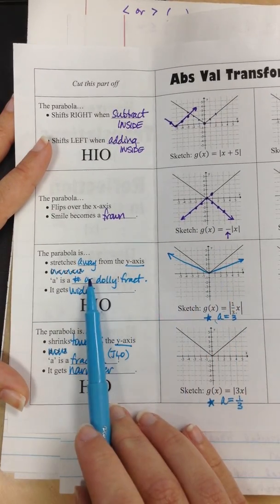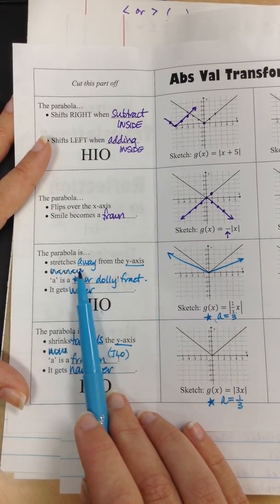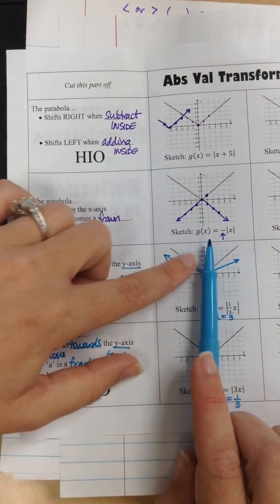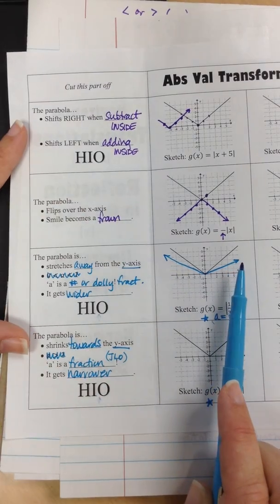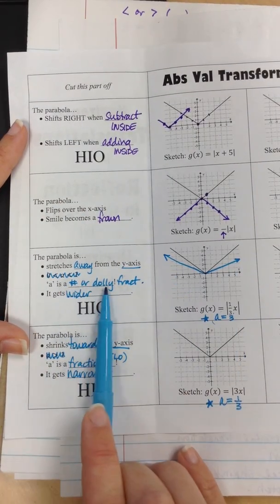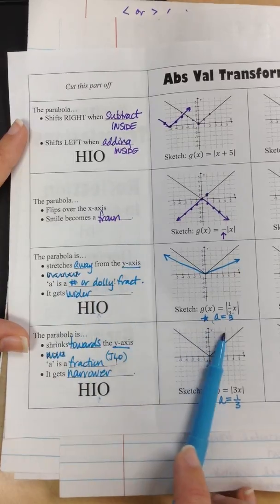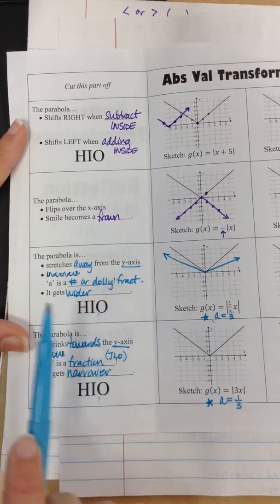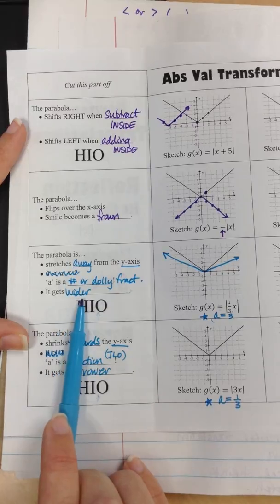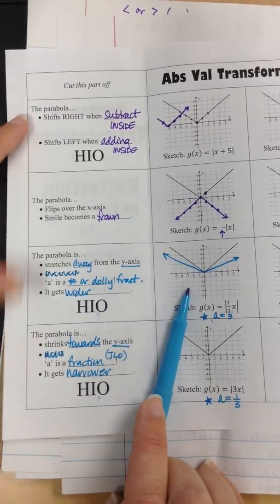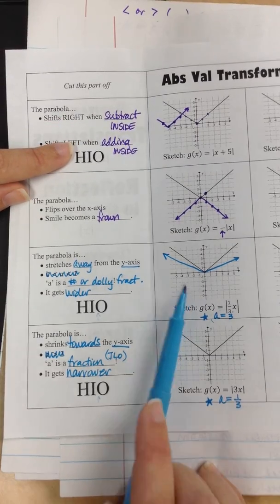Filling in the information over here on the left, it stretches away from the y-axis. Remember, here's the y-axis, so I know that the graph is coming away from it. Your A is a number or a Dolly fraction. Remember, we talked about Dolly fractions on the last video, heavier on the top than they are on the bottom. Or it's just a regular number like this example is 3. And then obviously whenever we have horizontal stretches, your graph is going to get wider, as you saw with this example. So these are your horizontal translations.